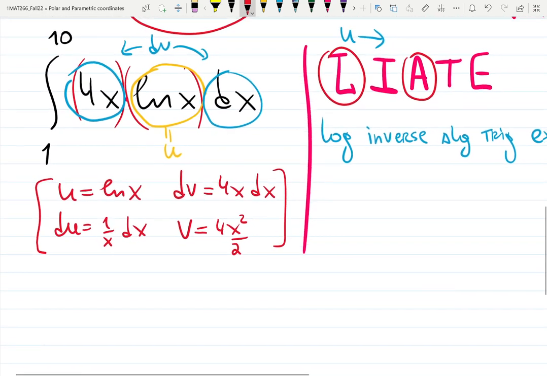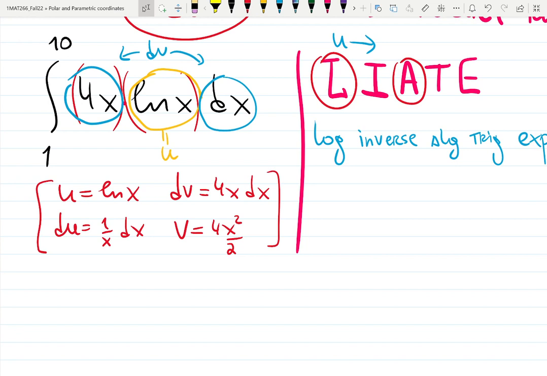It gets canceled out. Do we do anything with 1 and 10? No. Integration by parts is not a transformation, so we don't have to touch the limits of integration. Do not touch 1 and 10 for integration by parts. They just stay as they are.